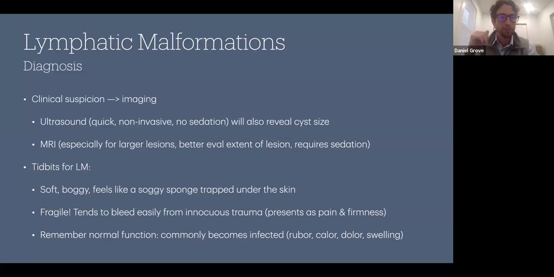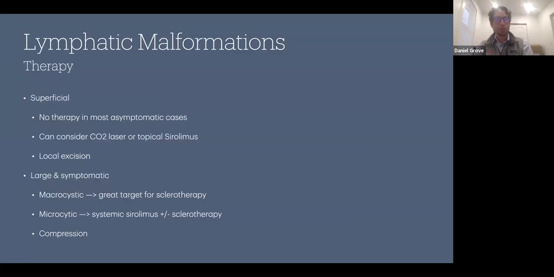Some additional tidbits about lymphatic malformations. We talked about what it feels like. We talked about that they're fragile. And we talked about how they typically can get infected. So sometimes if kids are having multiple infections, we'll actually put patients on prophylactic antibiotics as opposed to just episodic courses of antibiotics.